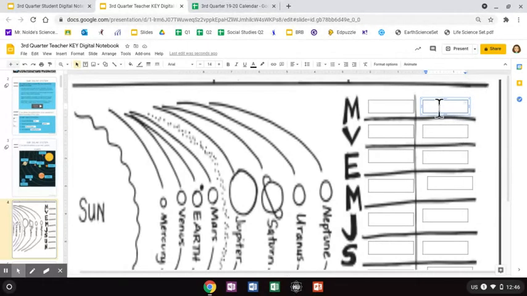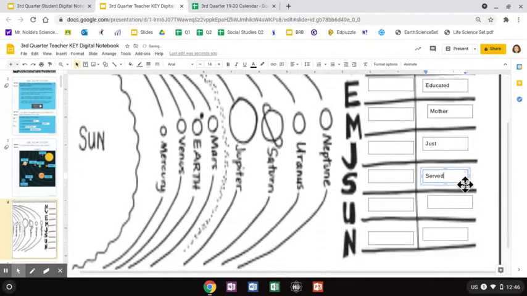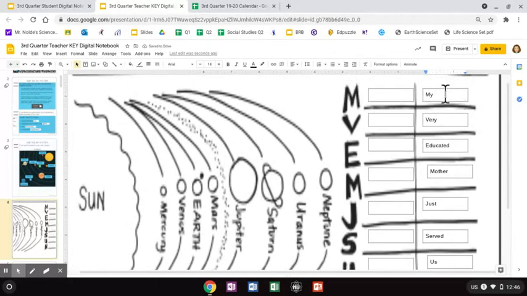So we say my very educated, or excited, whatever you want to put, mother just served us nachos. So if you can remember that little saying, and if you say it out loud, like if you're taking a test and you can remember the saying, then the idea is you write out the first letter of each word in that little saying, and then you have the order of the planets right there.